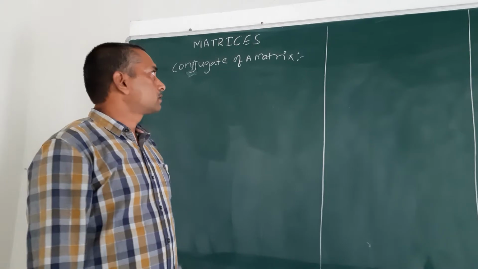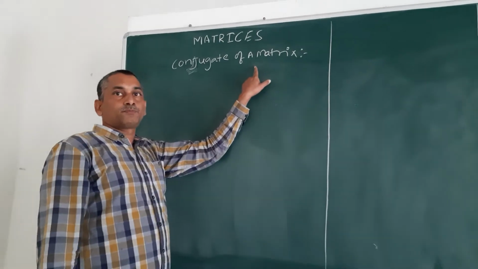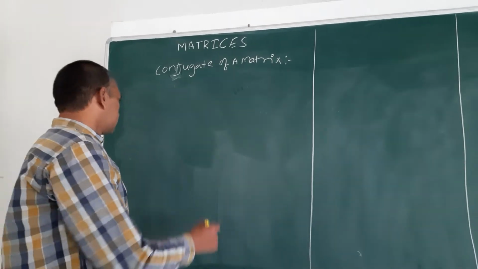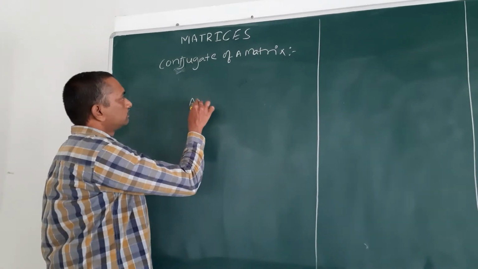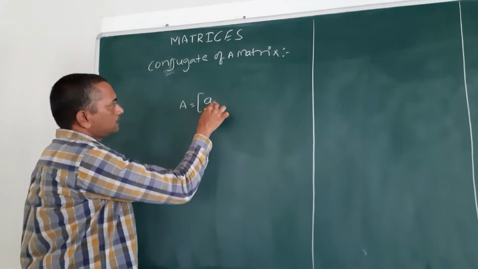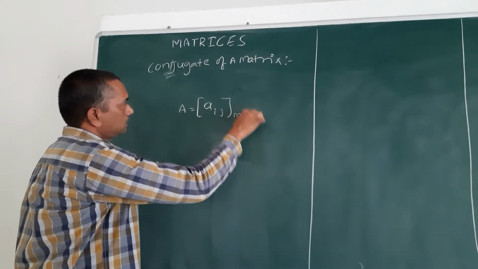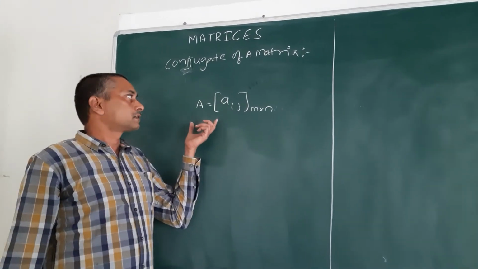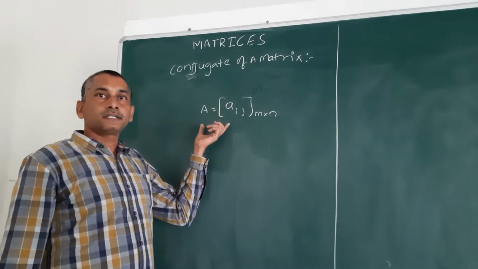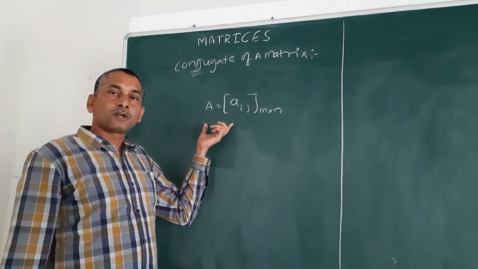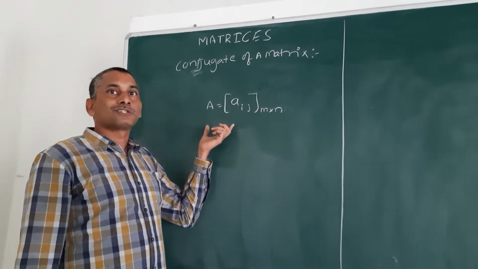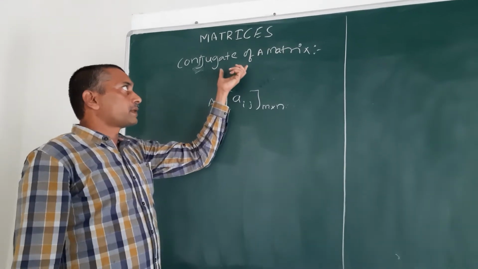In matrices, conjugate of a matrix. What is conjugate of a matrix? A is an m by n matrix. Any given matrix, on replacing its elements by the corresponding conjugate elements, is called the conjugate of a matrix.